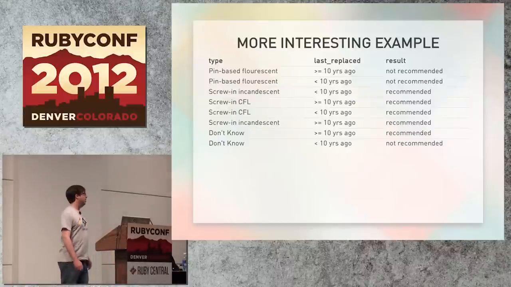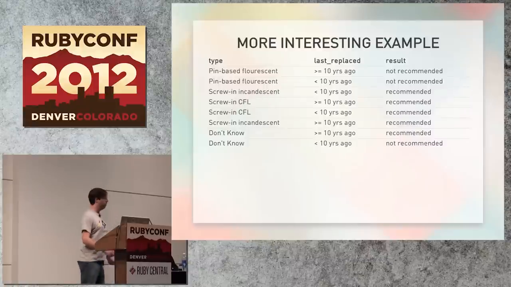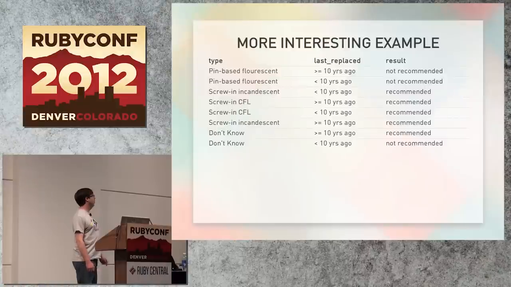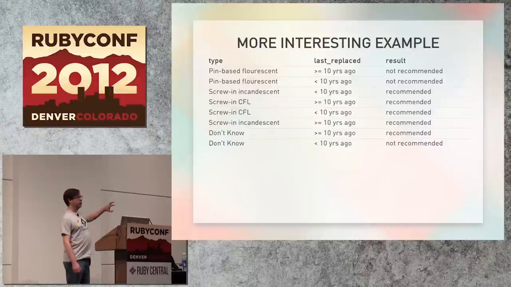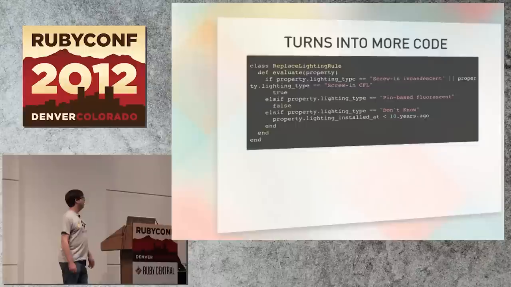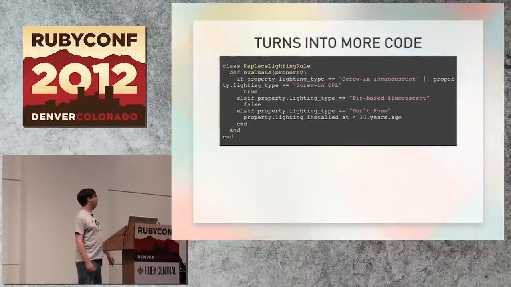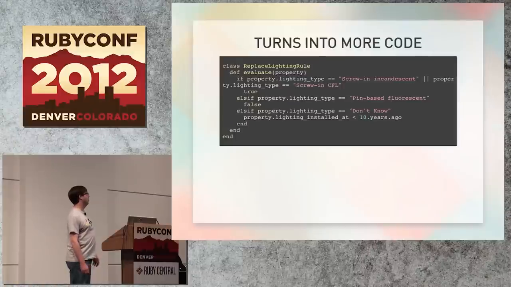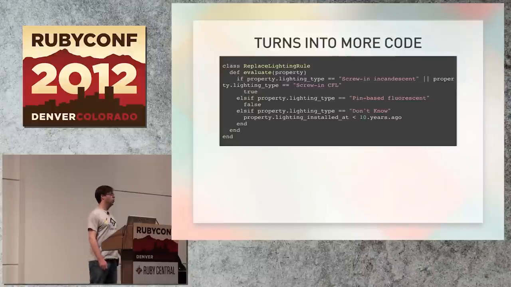So this then is a slightly more interesting example. This is to do with replacing the lighting system in the property. And really this is based on two different things: what type of lighting system I currently have in there, and then if I don't know, how long ago their lighting system was replaced in the property. And that turns into slightly more interesting code in that I look at the lighting type first, and if it's one of those types that I know, hey, I should recommend an upgrade, then I recommend the upgrade. If it's not, then I fall back and look at, if the type is don't know, I actually look at how long ago it was installed to decide.